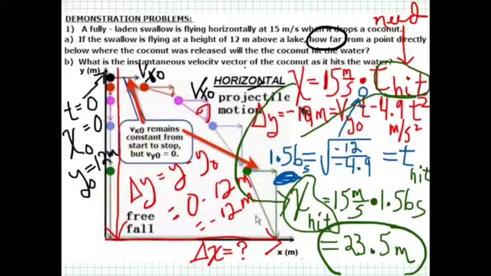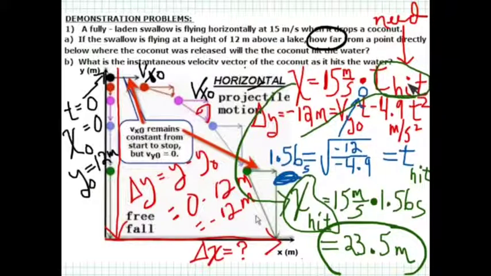The motion is uniform motion. The coconut travels at a constant velocity of Vx naught, 15 meters per second, until it impacts the water. So to find how far, we need x is Vx naught, or 15 meters per second, times the time that it hits.